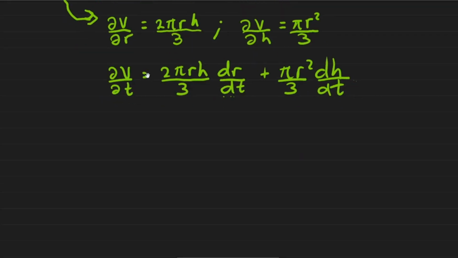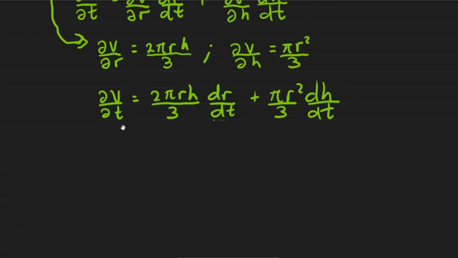So we can substitute these values in, and we can actually calculate at a specific point. So at a particular radius and a particular height, given that it's changing at a specific rate, what is the rate of change of volume at a given point? Let's just say, for example, at a radius of 12 millimeters and a height of 24 millimeters. What is the rate of change of volume at this specific point? Well, we can substitute all our values in.